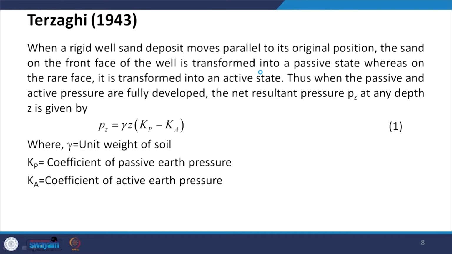Thus, when the passive and active pressure are fully developed, the net resultant pressure Pz at any depth is given by gamma z into (Kp minus Ka), where gamma is the unit weight of soil, Kp is the coefficient of passive earth pressure and Ka is the coefficient of active earth pressure. So, equation 1 gives you the value of Pz, the net resultant pressure at any depth z.